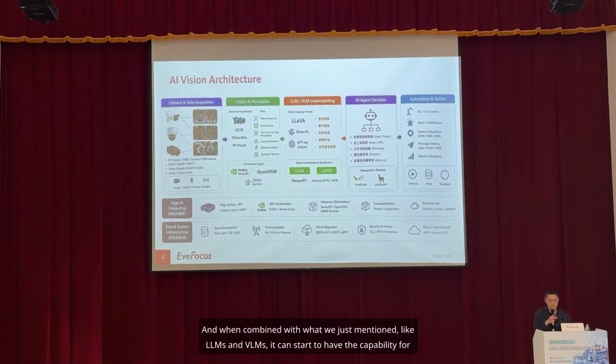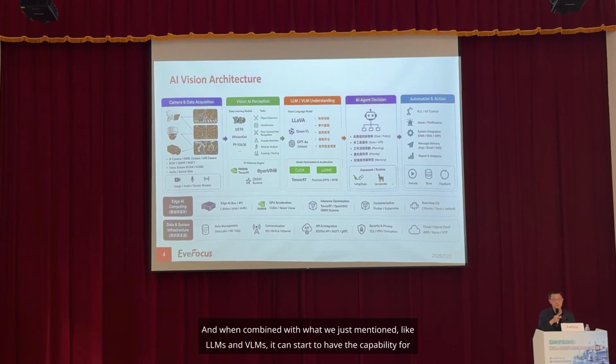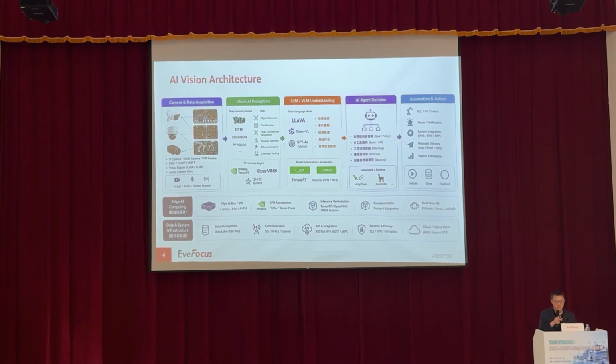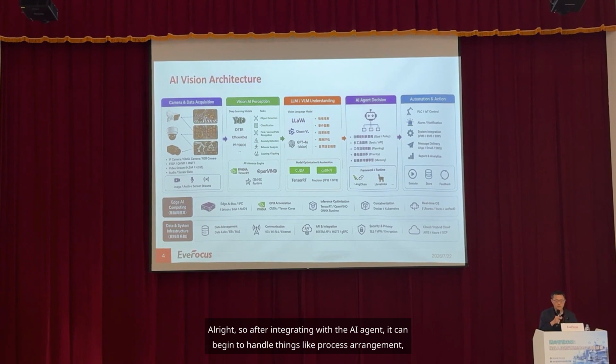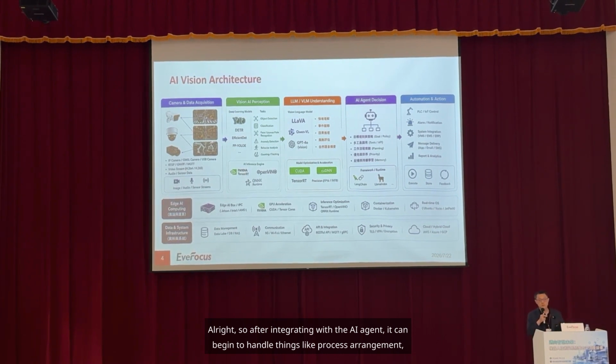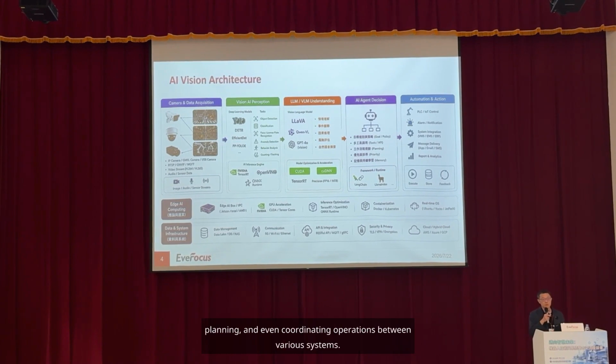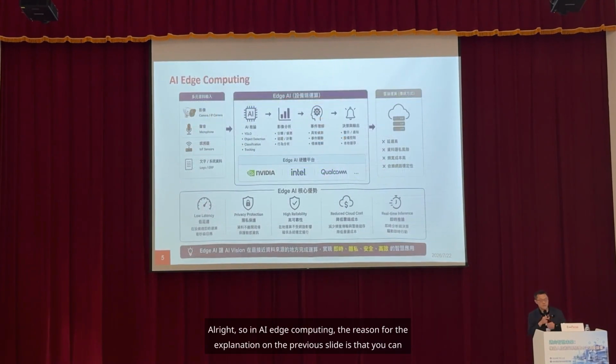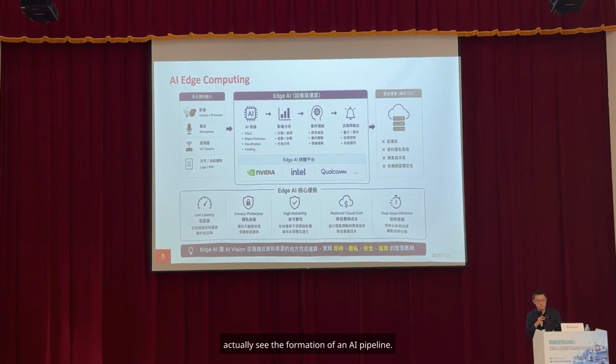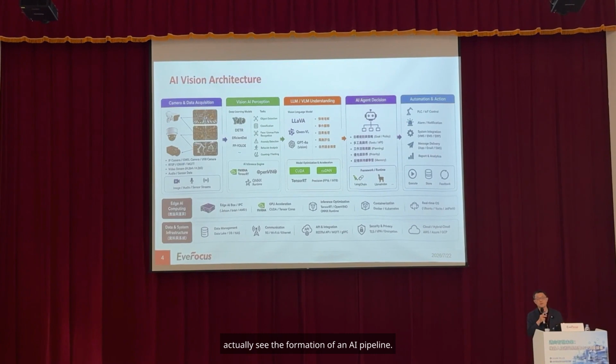And when combined with what we just mentioned, like LLMs and VLMs, it can start to have the capability for understanding. After integrating with the AI agent, it can begin to handle things like process arrangement, planning, and even coordinating operations between various systems. So in AI edge computing, as explained on the previous slide, you can actually see the formation of an AI pipeline.